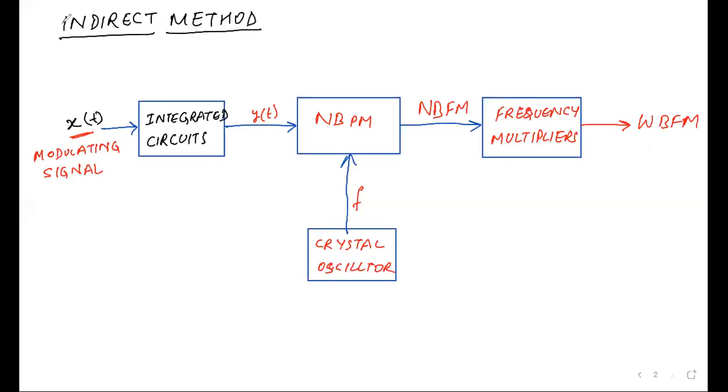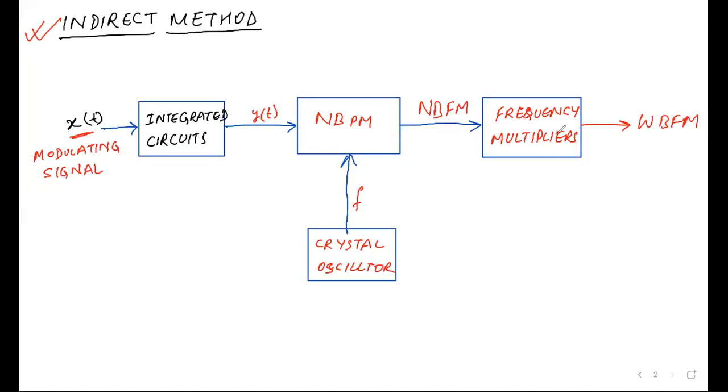Why is it known as the indirect method? Because in this method we are firstly producing phase modulation that is converted to frequency modulation. Then after passing through a number of frequency multipliers and some band pass filters, we will get wideband FM. Okay, so what is going on here?